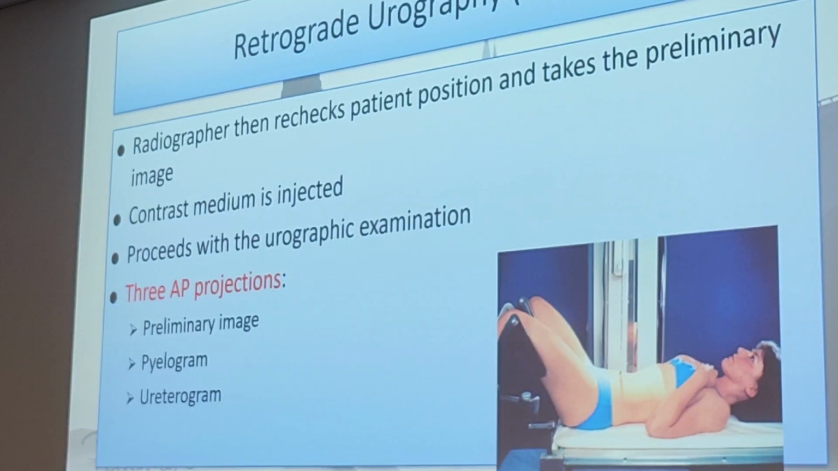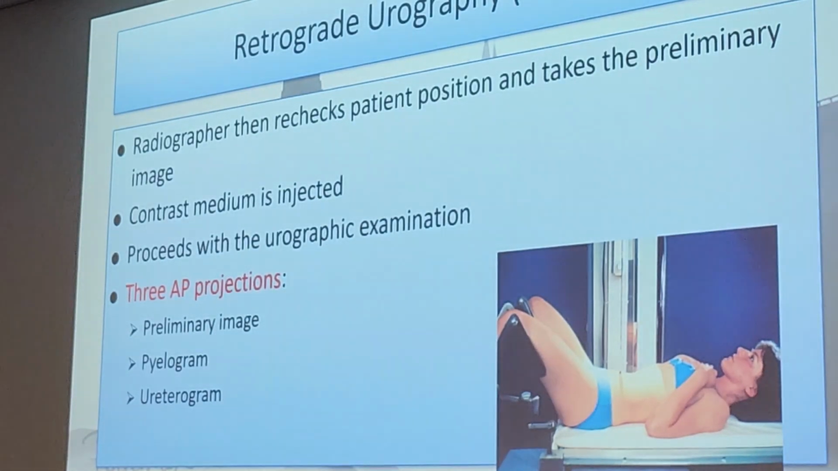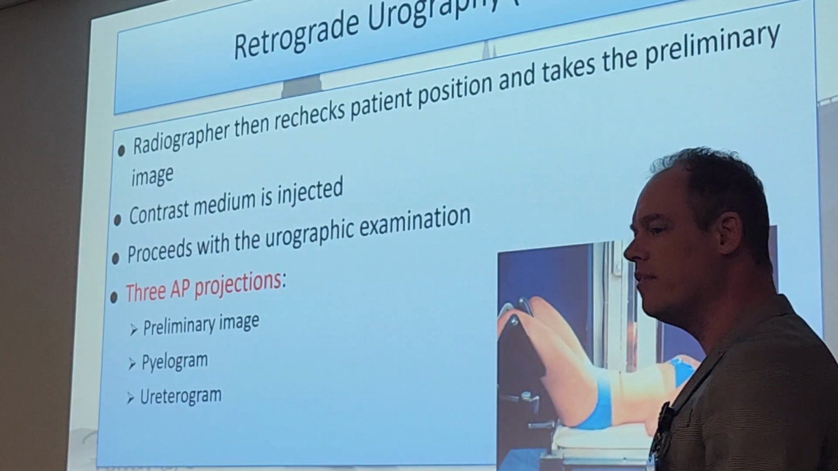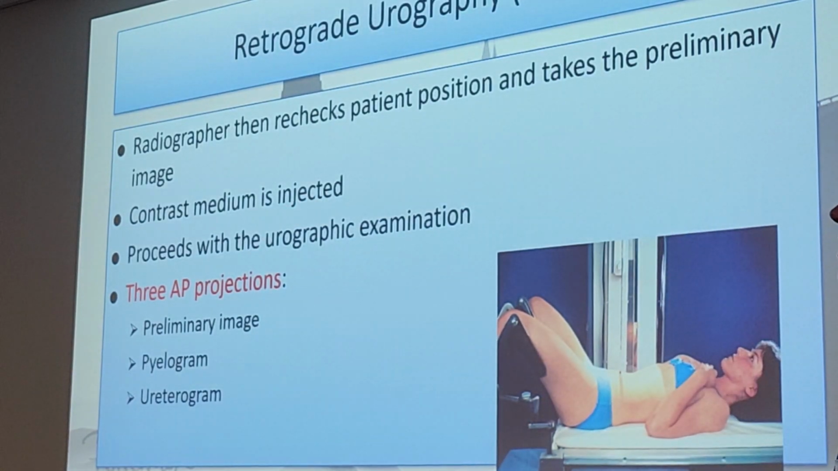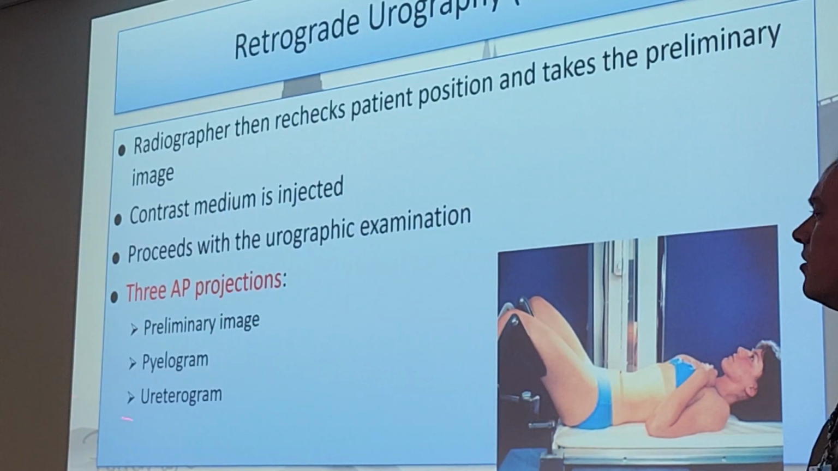So the radiographer will recheck the position, take a preliminary image. You'll still do the scout with your C-arm or your mobile X-ray, depending on what they ask for. They'll inject that contrast directly into that renal pelvis via the ureters and proceed with the overall examination. You'll do 3 AP projections. You're going to obtain what's called the preliminary image, which is like your scout, the pyelogram, and then your ureterogram.